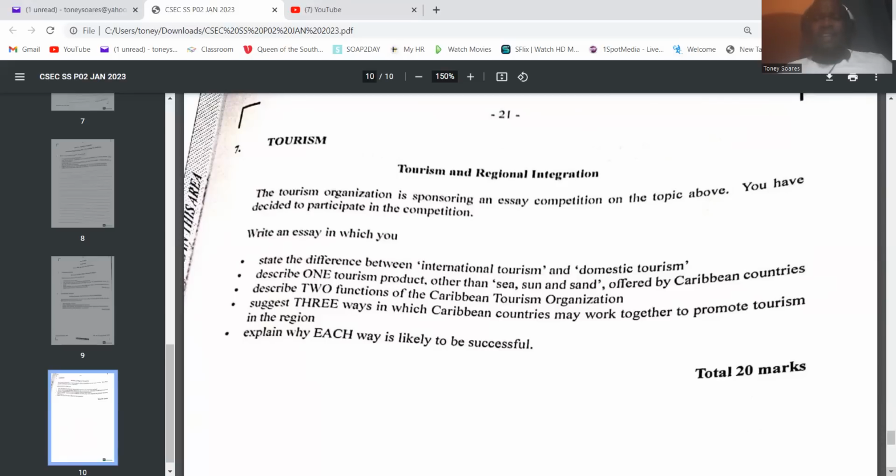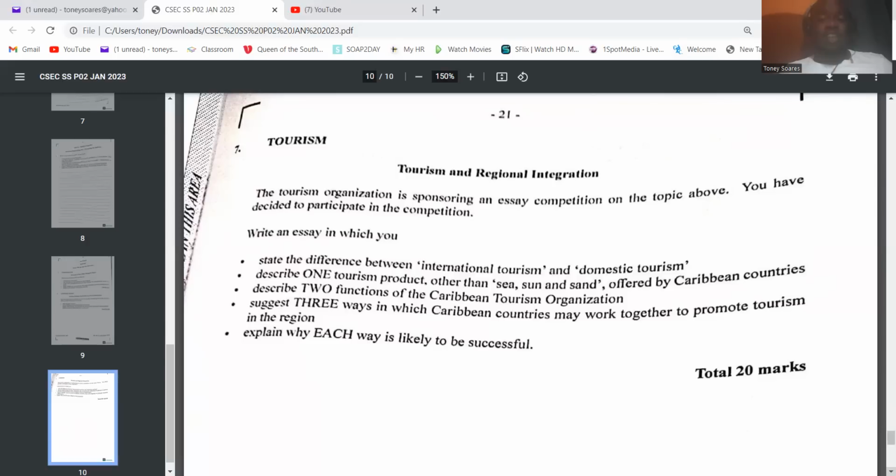All right, so you can give a little background information about tourism, what you know. It's not necessary, but because they ask you for an essay format, just give a sentence or two about tourism. All right, so we're stating the difference between international tourism and domestic tourism.